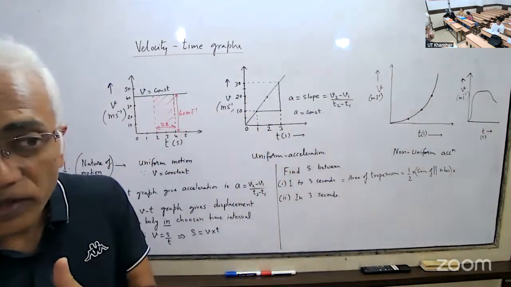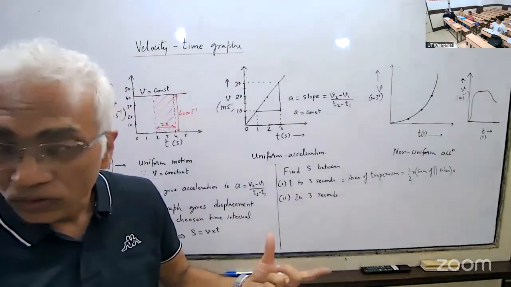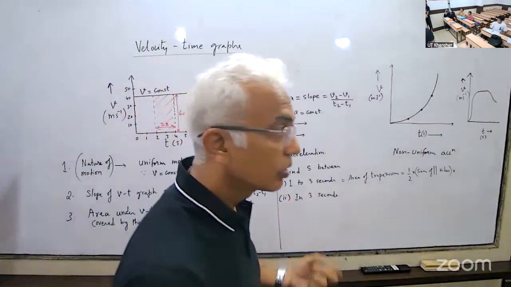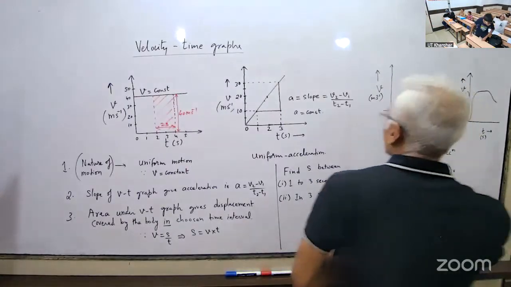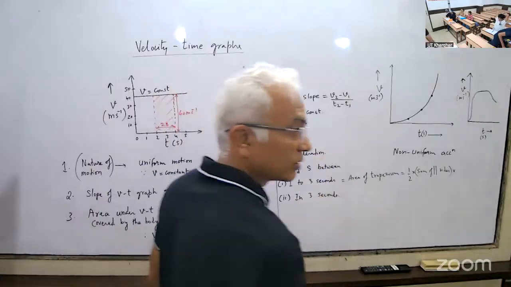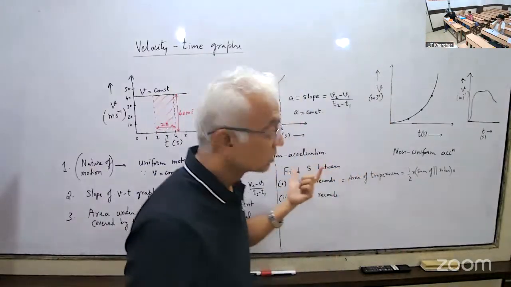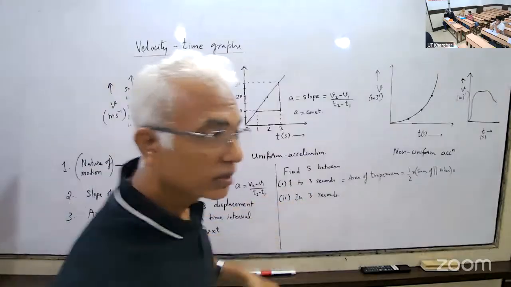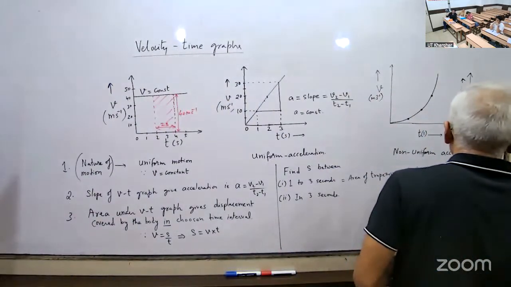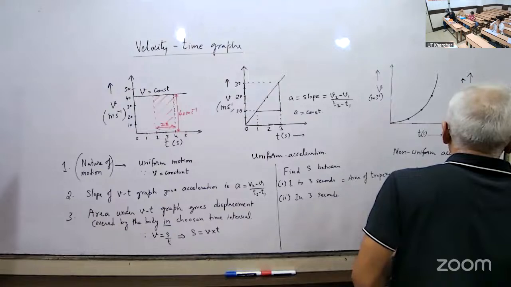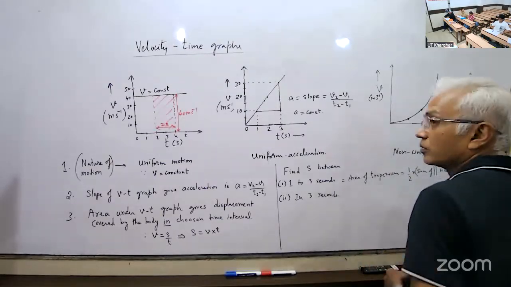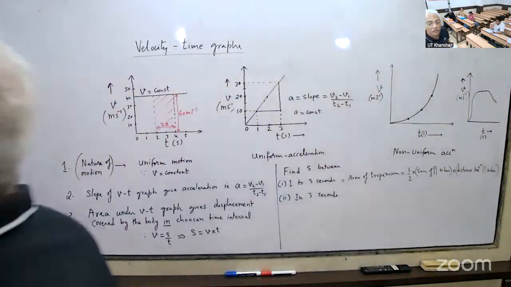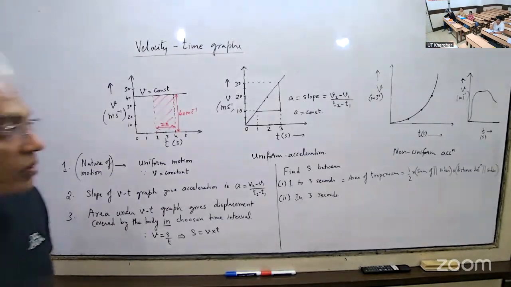What is the area of a trapezium? Sum of parallel sides into the distance between them, or height. Here it is not height, it is distance. Correct? What is the height of the trapezium here? It's not this, it's this. The height of the trapezium is the distance between the parallel sides.